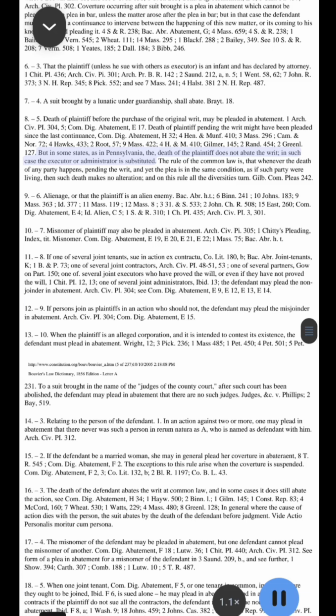But in some states, as in Pennsylvania, the death of the plaintiff does not abate the writ. In such case the executor or administrator is substituted. The rule of the common law is that whenever the death of any party happens pending the writ, and yet the plea is in the same condition as if such party were living, then such death makes no alteration, and on this rule all the diversities turn.